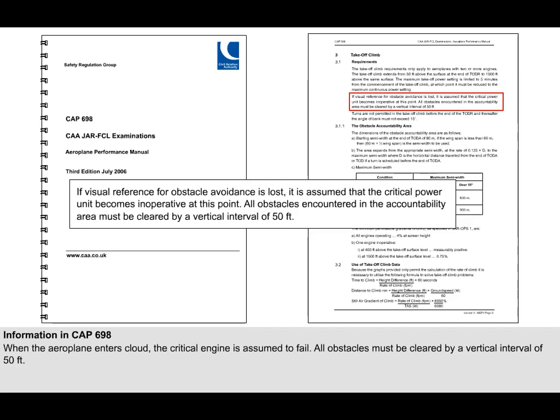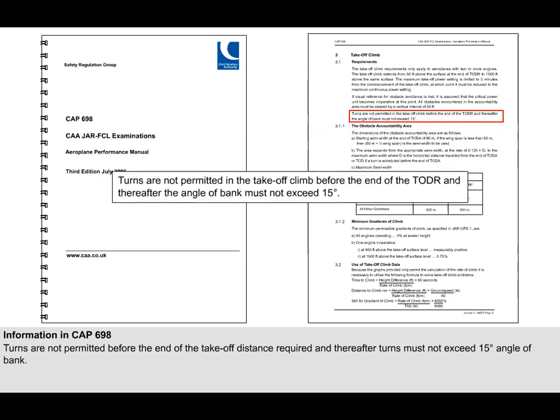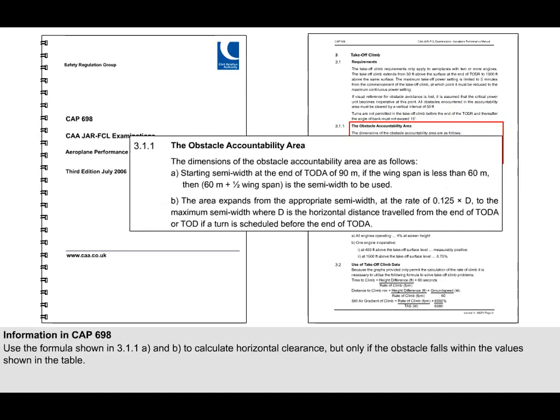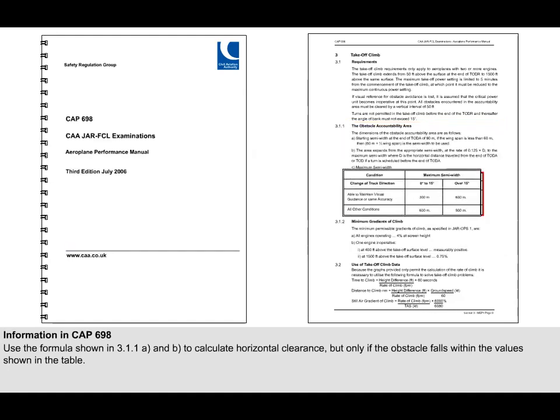The paragraph also specifies that all obstacles must be cleared by a vertical interval of 50 feet. The next sentence states that turns are not permitted before the end of the takeoff distance required, and thereafter must not exceed 15 degrees angle of bank. Paragraph 3.1.1 gives the formula for calculating the horizontal clearance that must be maintained if the aeroplane is unable to clear the obstacle by 50 feet vertically.